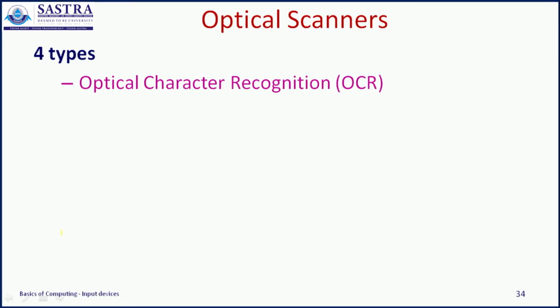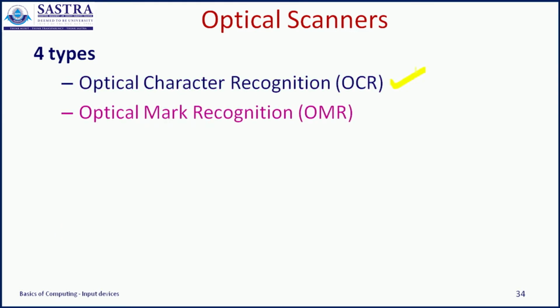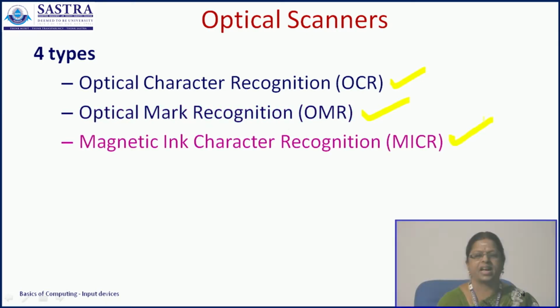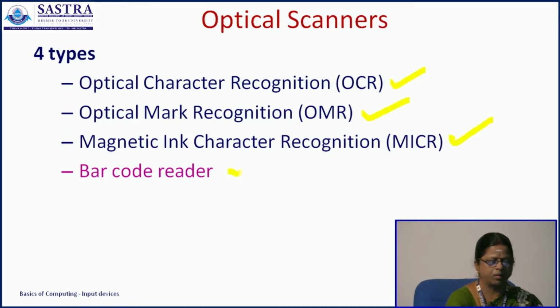Now let us see the optical scanners. There are 4 types of optical scanners. They are optical character recognition (OCR), optical mark recognition, which is OMR, MICR, which is magnetic ink character recognition, and we have got barcode readers.